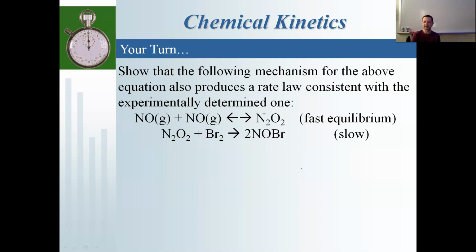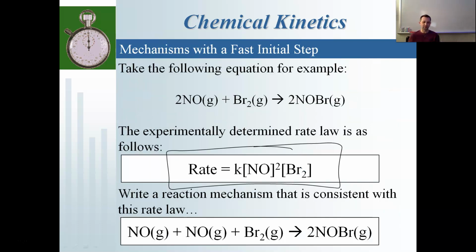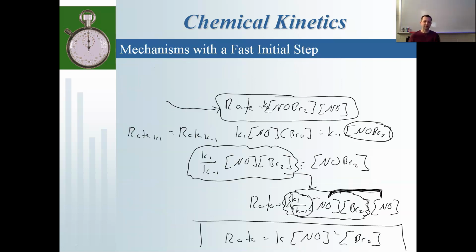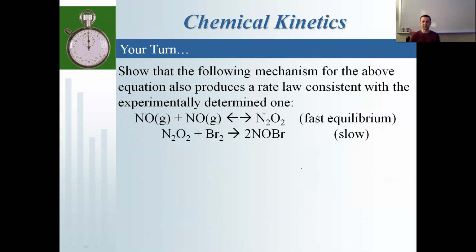So go ahead and do the same process, right? Your experimentally determined rate law here is still going to be what you have boxed in on the screen. But this is just a different reaction mechanism trying to get to that. So go ahead and try to figure it out based on this reaction mechanism. Your first step is your fast equilibrium, your second step is your slow step, and then we will go through and solve it and see if you get the right answer. All right, give it a try.